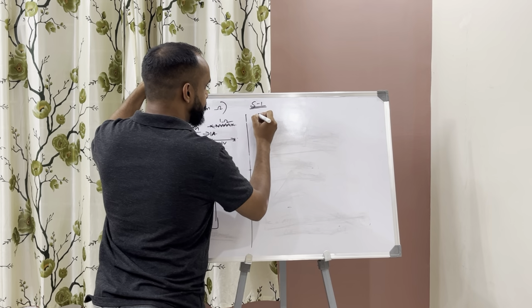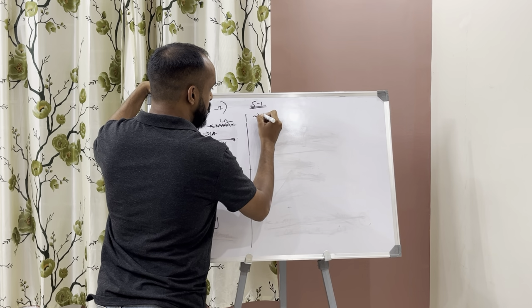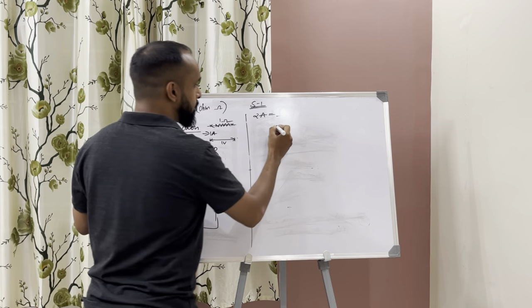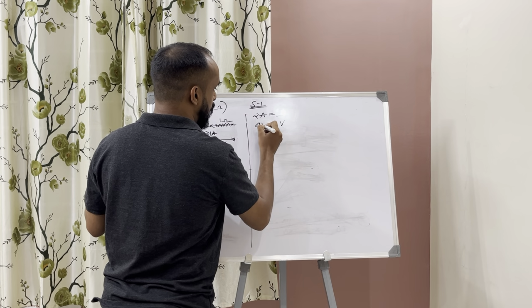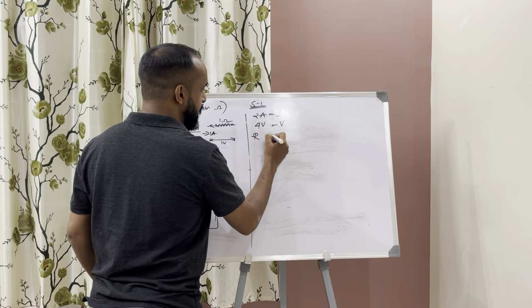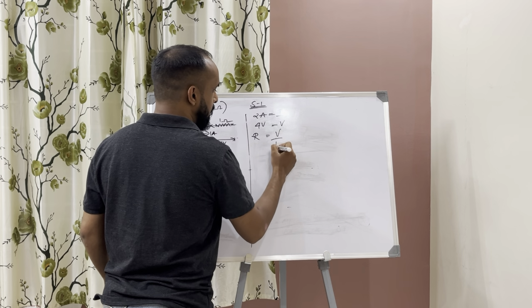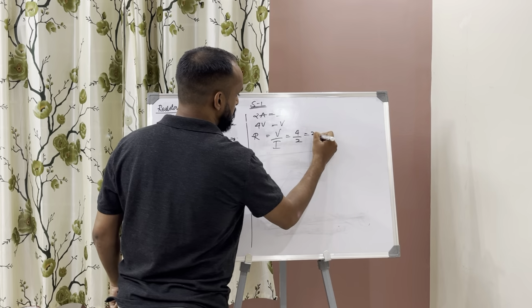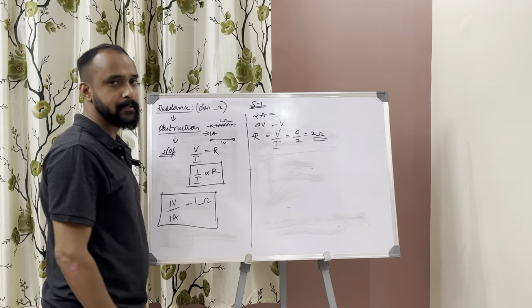So let us say there is around 2 amps of current passing when you apply a potential difference of 4 volts. So what is the resistance? Piece of cake, it is going to be V by I. So it's 4 by 2. Answer is 2 ohms. As simple as that.